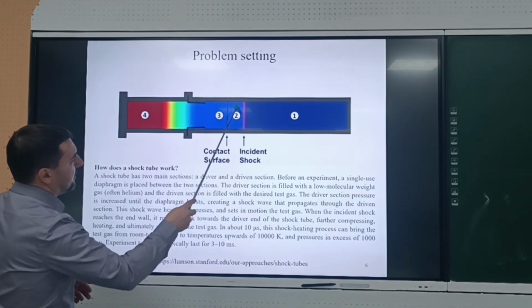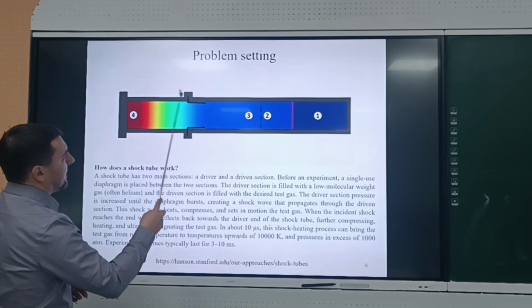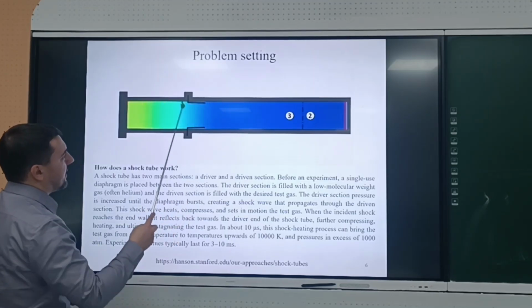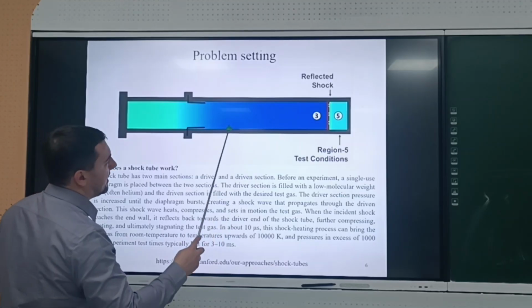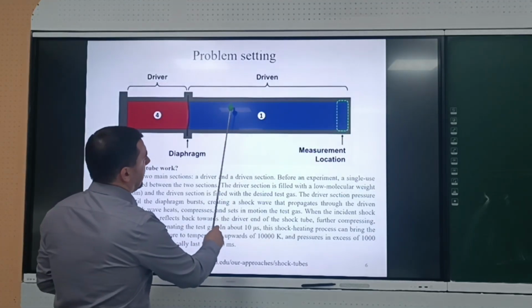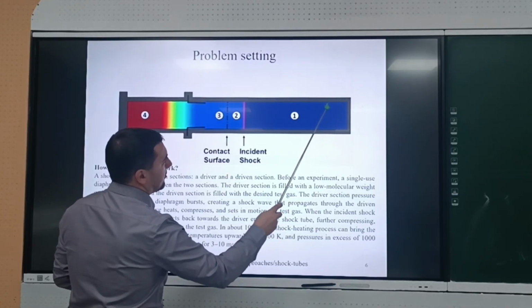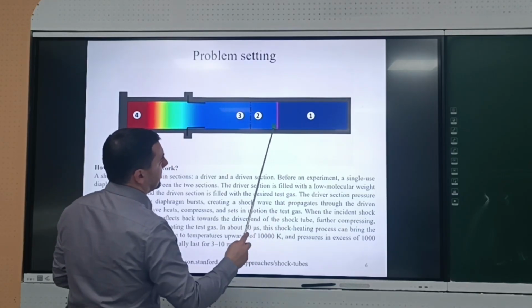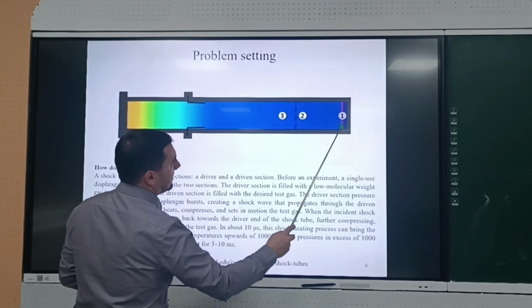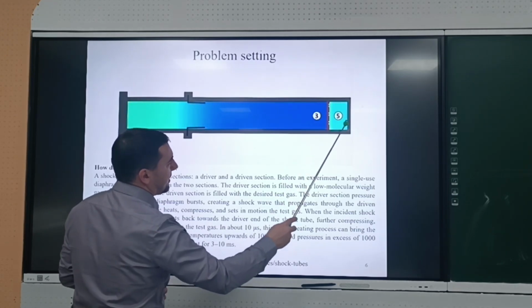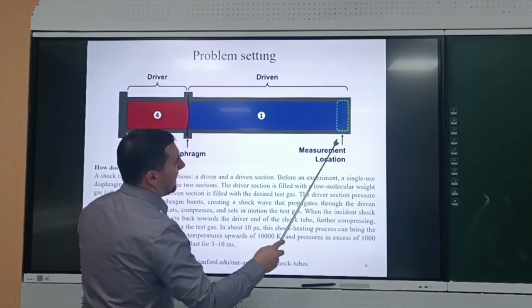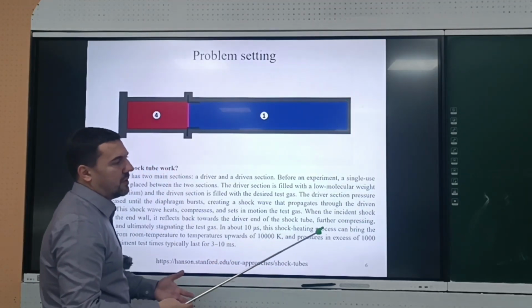And this is a shock wave. This is the contact surface between the gas that was initially in the driver section and the driven section. And this shock wave propagates towards the closed end. And here we want to measure the properties of our mixture. So the shock wave propagates and then it reflects. And there's a high pressure and temperature region here. And the parameters here are almost uniform.